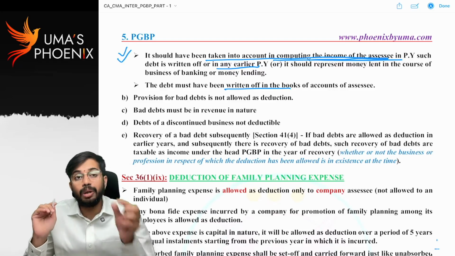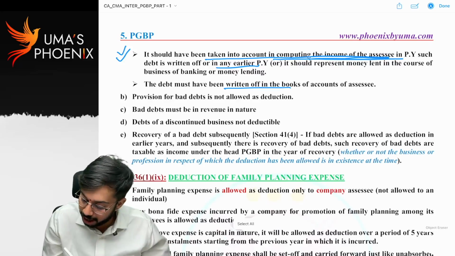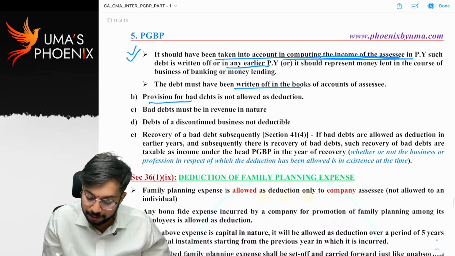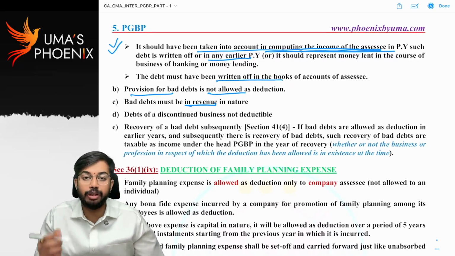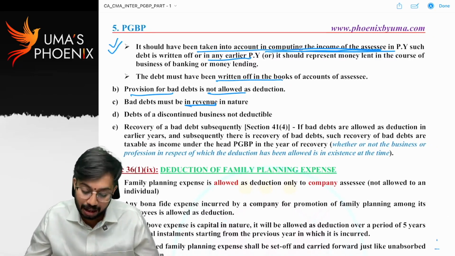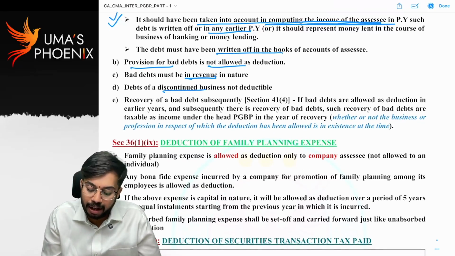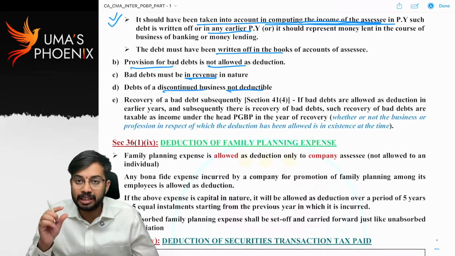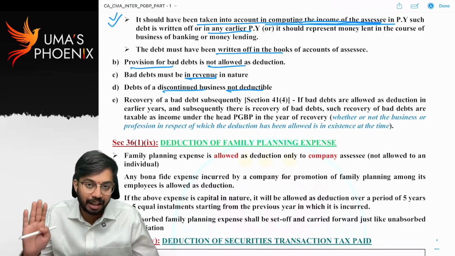Good. Only bad debts are allowed as deduction. Provision for bad debts is not allowed as deduction. Bad debts must be of revenue nature. I told you capital nature of bad debts are not allowed. Debts of a discontinued business are not deductible. Once the business is discontinued, if after discontinuance there are any amounts that could not be realized, those bad debts are not allowed as deduction.